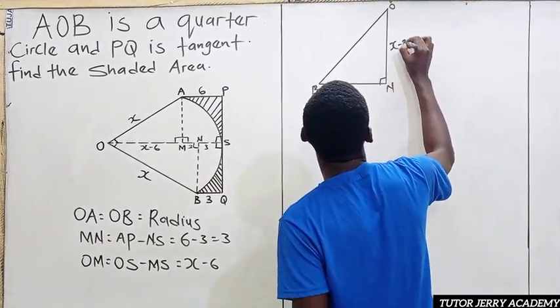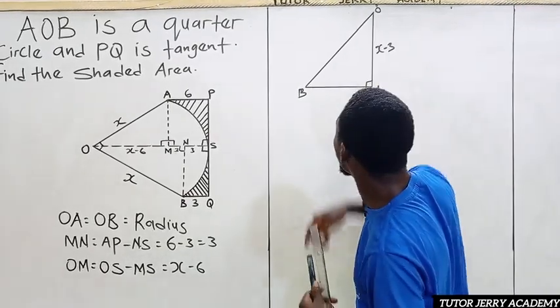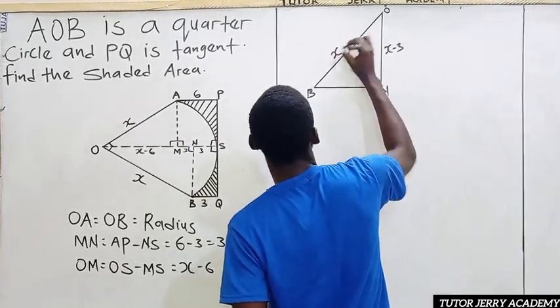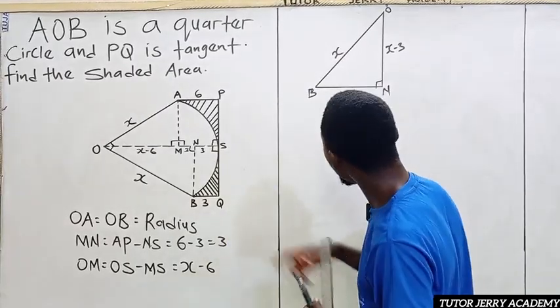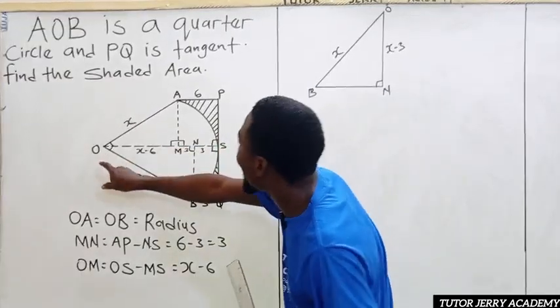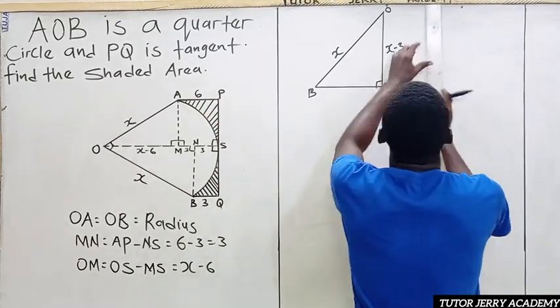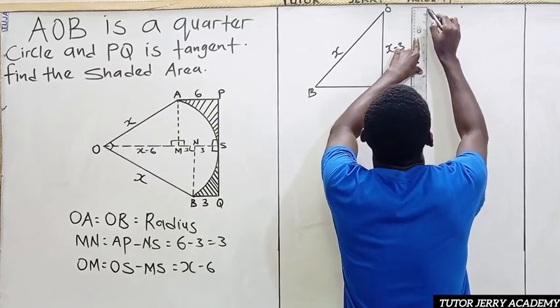So it means this place is going to be X minus 3. Alright. Now, we know that this place is X. So this place is X. Alright. So we don't know our BM. Alright, that's great. Now, let's bring that triangle O, M, and A. So if we bring that out, we are going to have it to be in this form.